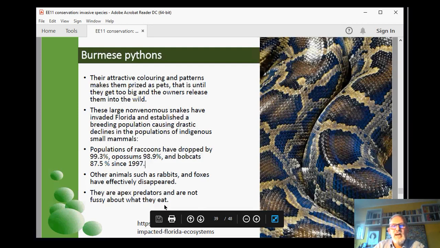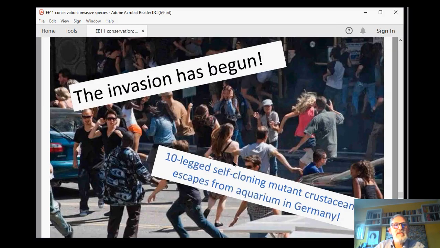Okay. And this is the thing, they are apex predators, but they are also omnivorous. They will eat anything. If they can swallow it, they will eat it, and that includes people. Well, sort of.